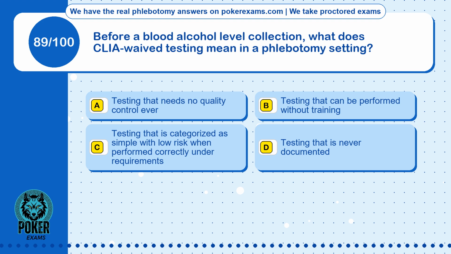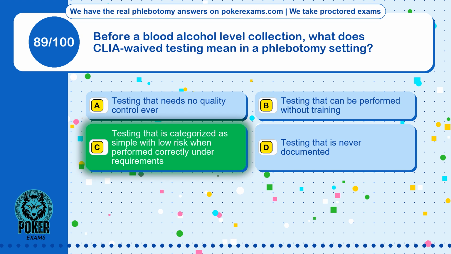Question 89. Before a blood alcohol level collection, what does CLIA waived testing mean in a phlebotomy setting? Option A, testing that needs no quality control ever. Option B, testing that can be performed without training. Option C, testing that is categorized as simple with low risk when performed correctly under requirements. Option D, testing that is never documented.